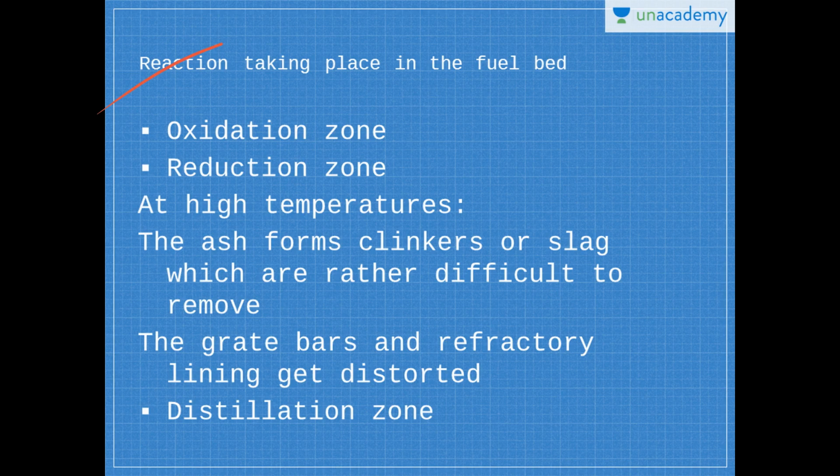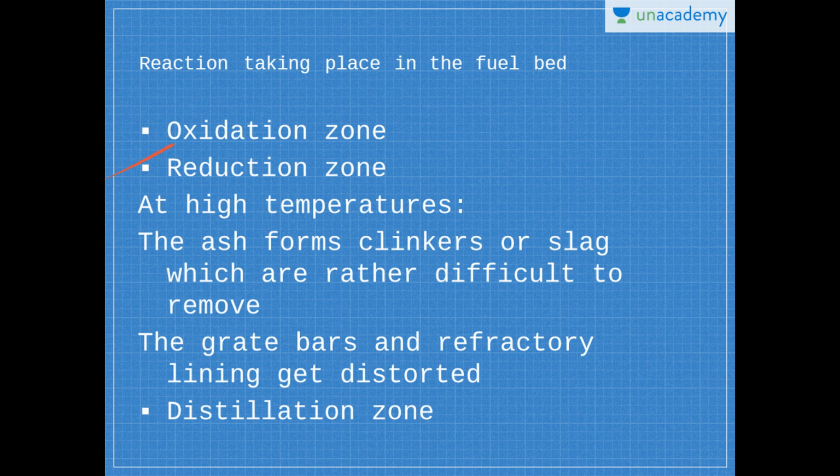So the reactions taking place in the fuel bed, there are three reactions taking place in the fuel bed, namely the oxidation zone, the reduction zone, and the distillation zone. So what is the oxidation zone? It is the first zone where the reaction happens. It is the lowest part of the fuel bed where carbon of the fuel burns in the presence of excess air to turn into carbon dioxide.